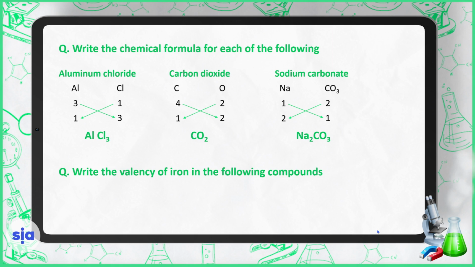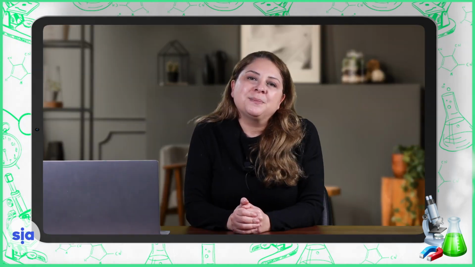Now, write the valency of iron in the following compounds. Fe2O3. What do you think the valency of iron is? Yes, it's 3. The number written beside the oxygen. Because remember, we always interchange the digits. What about this? Valency equal 2. Because if it is 2 and 2, and they are shortened to 1 and 1, the digit 1 is not written.